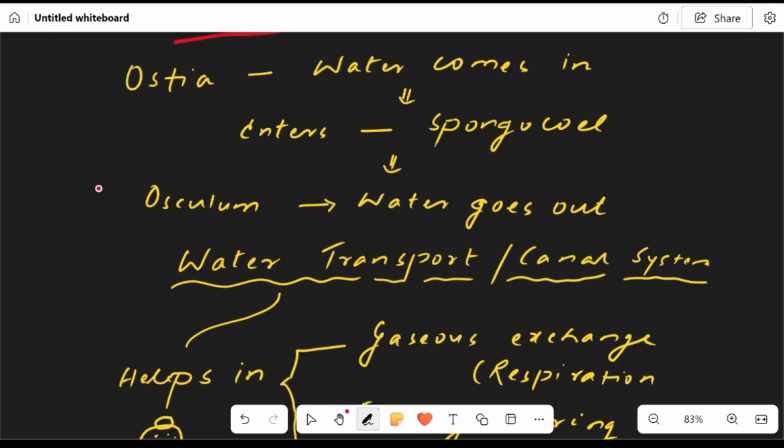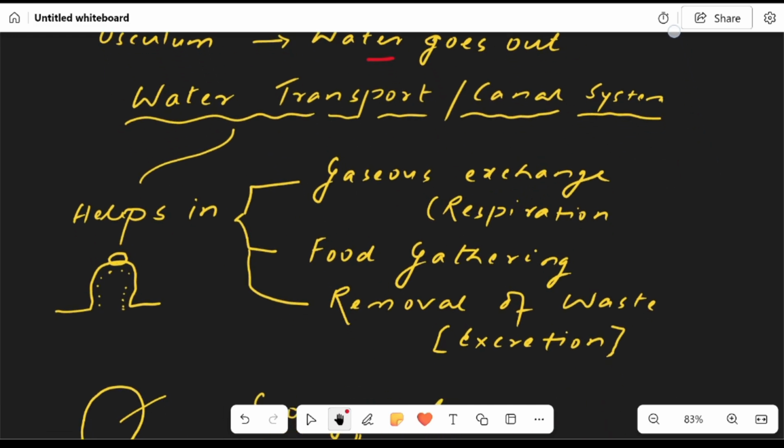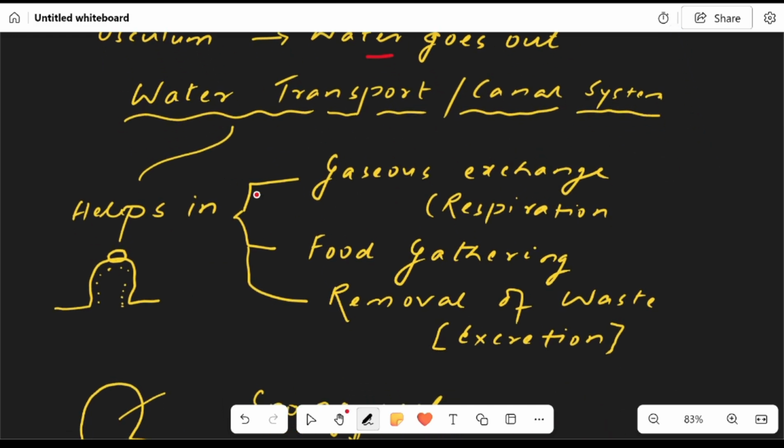So ostia, we know that. What is ostia? It's the small pores through which water comes in. It enters the spongocoel and through the osculum the water goes out. Now let us study about water transport or canal system, which is a special feature of Porifera. So here the osculum, and the small ones, that's ostia.